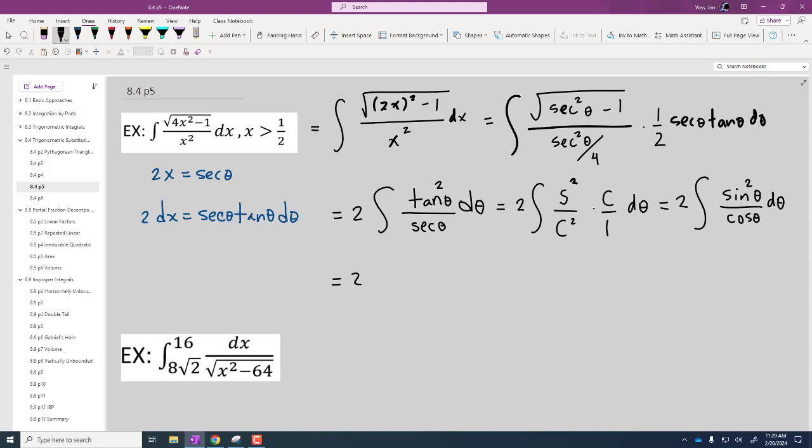Now you end up with secant. So if we rewrite that, if I'm not insane, as 1 minus cosine squared of theta divided by cosine of theta d theta, we end up with 2 times the integral of secant if we split the fraction. When we split the fraction, if we split it to the left, we have 1 over cosine, which is secant. Splitting it to the right, we end up with cosine d theta.